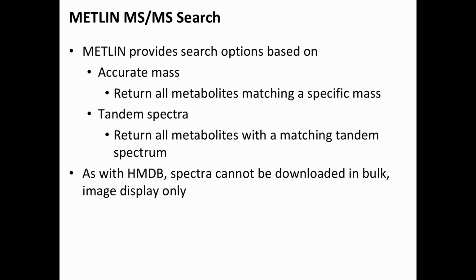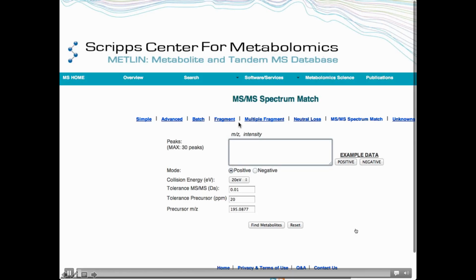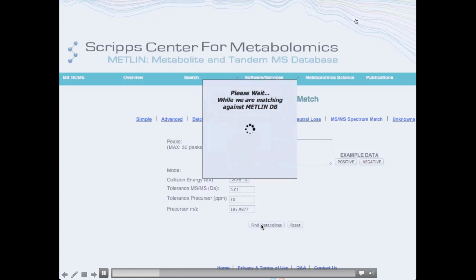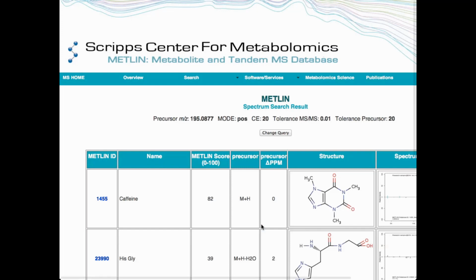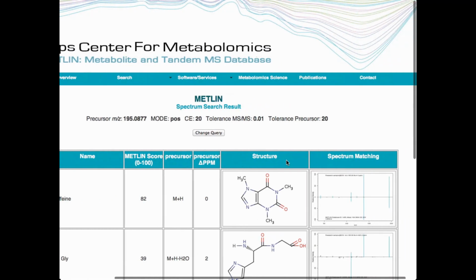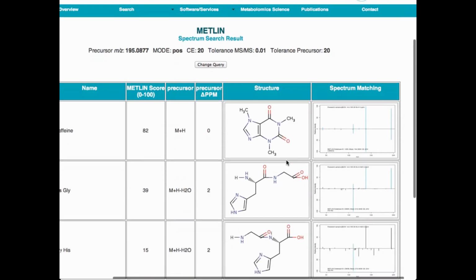So what you can do is try to see whether the tandem spectra are similar to what other people have recorded. And this is how you do this with Metlin. You just copy and paste your peak list. And then it goes off and searches. And it returns a list of potential hits. And it also shows you the spectrum.